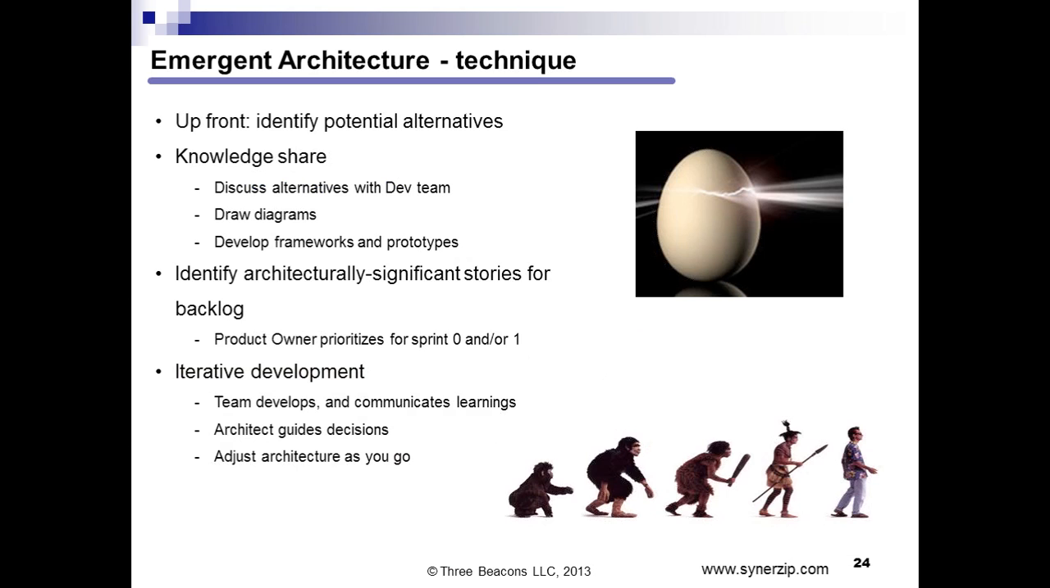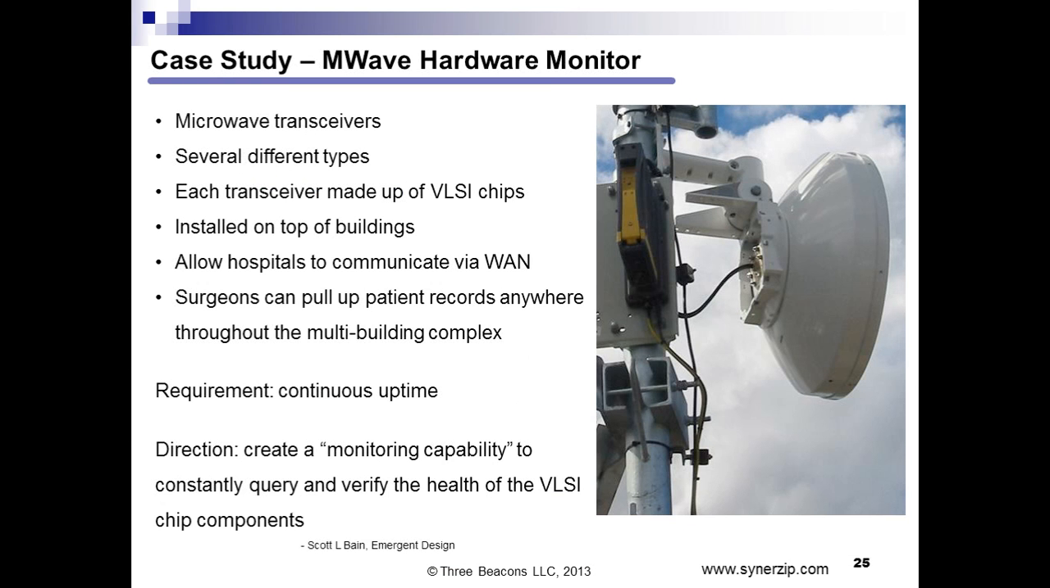Okay, let's look at a quick case study here. It's described in Scott Bain's book on emergent design. It's a great book. If you haven't read it, I would highly advise it. Now, I've taken some liberties. I'm showing it as an architectural evolution. I believe in the book it's more about design evolution, but taking a step back, I think you can also see that it's architecture evolution also.